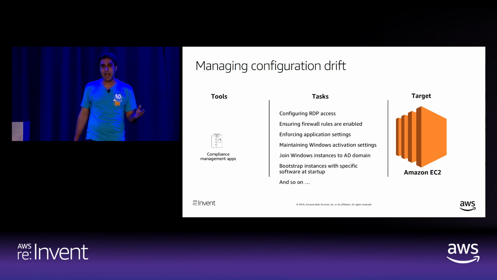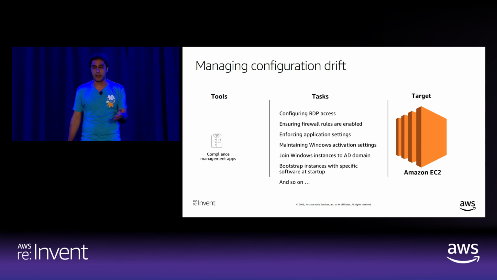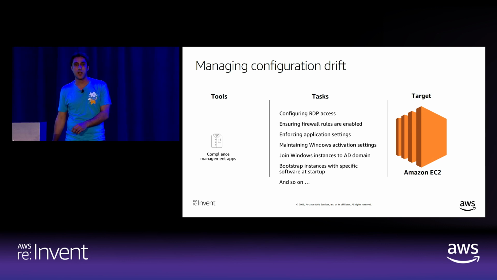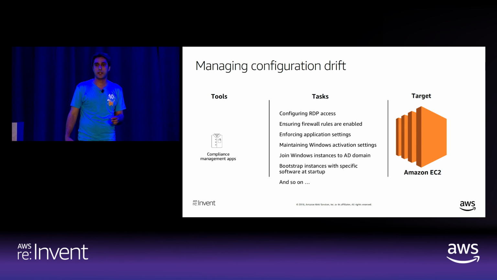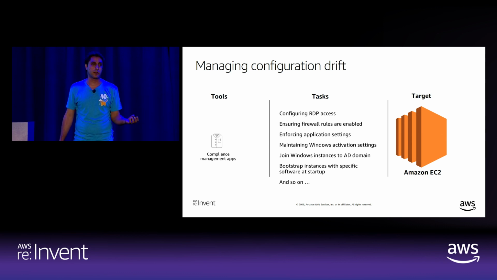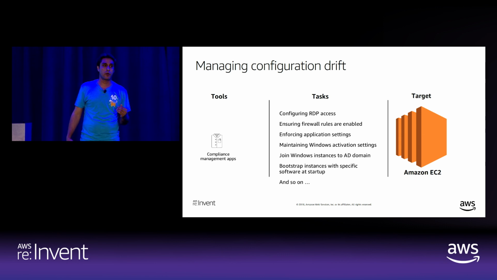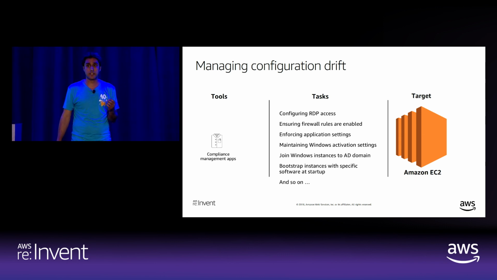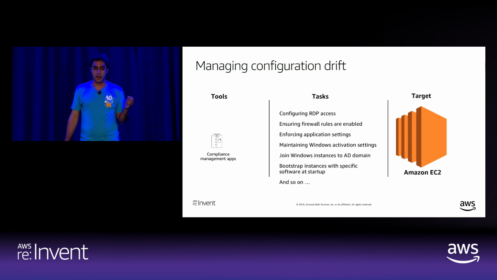A couple of examples we can refer to are configuring RDP access. Depending on your use case, you may want to block RDP access because, as an example, maybe you have switched to Session Manager or Run Command for all your management tools. Or in some cases, maybe you have a remote desktop server where end users connect, and you want to make sure RDP is always enabled. Or ensuring firewall routes. Although you set them up, someone may go ahead and change them. Enforcing a specific application setting. Or Windows activation.